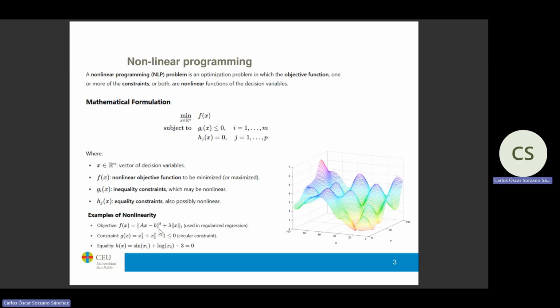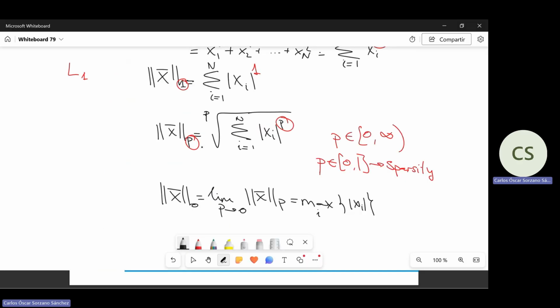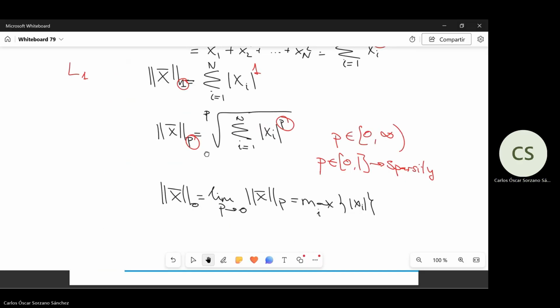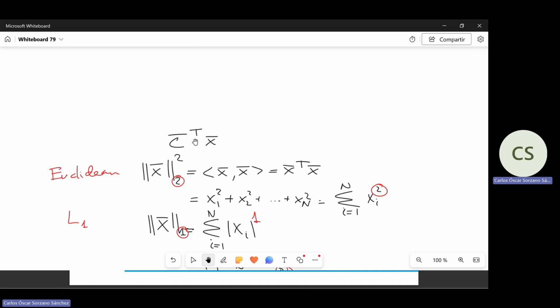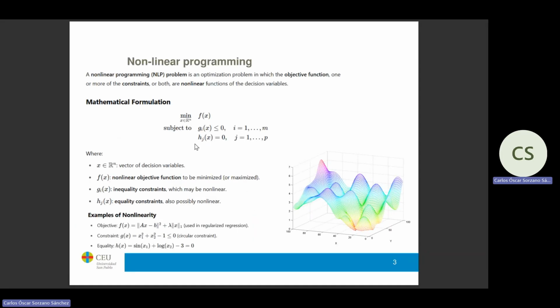Then the constraint is again a quadratic form. So it is non-linear. So you cannot write it in this way. You cannot write it this way. So it is a non-linear constraint. And the equality, you can put non-linear functions, you can do whatever. So these are examples of non-linearity.